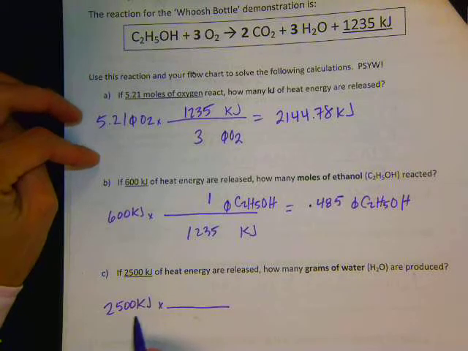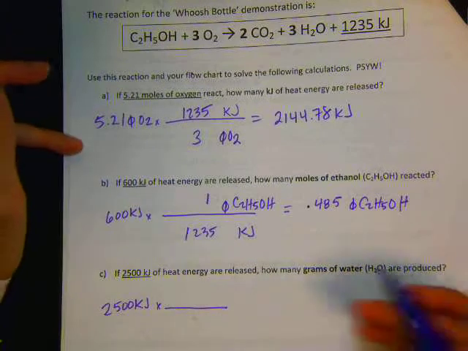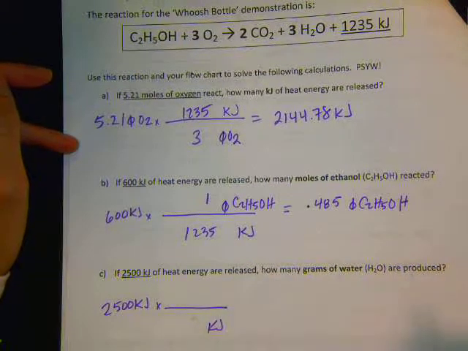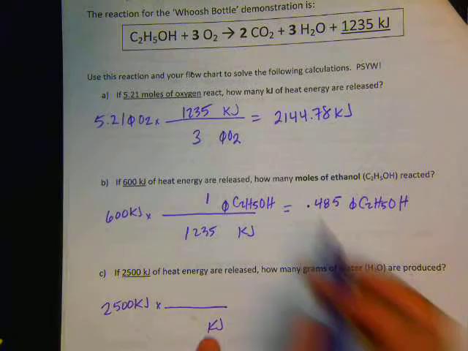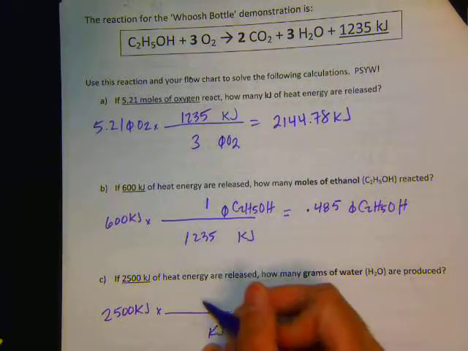Okay, so we start with 2,500 kilojoules, and I want to cancel kilojoules, so top or bottom? Perfect. And I can't go to grams. There's no grams up here. But what can I go to? I can go to moles of water.